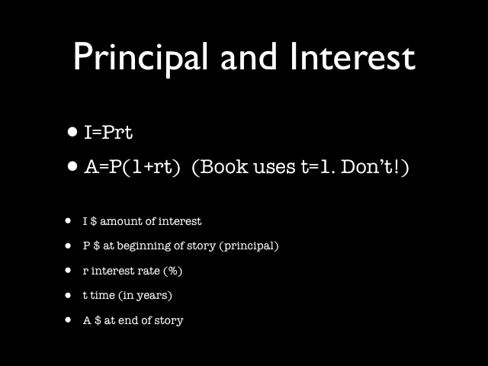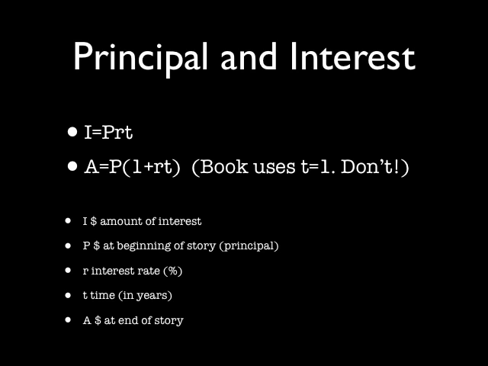Again, I is the dollar amount of interest, P is the amount of money at the beginning of the story, R is your interest rate, that's your percent, T is your time. Now we're actually only going to use the first formula, but just so that you have it, A is also the amount of money at the end of the story. We just won't happen to be using that until we revisit interest in a few weeks.